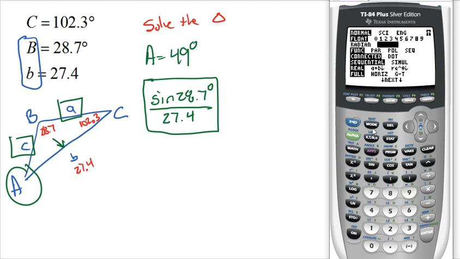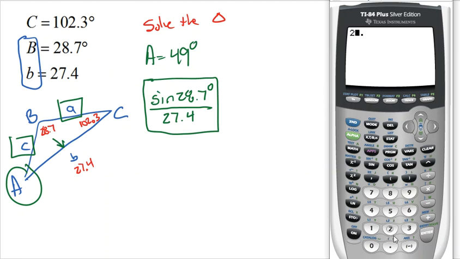So go into degree mode here, and I'm going to type in sine of 28.7. I'm having some problems typing on my calculator right now. Sine of 28.7, please make sure you close that parenthesis, and then divide by the 27.4. That magic ratio is 0.0175.